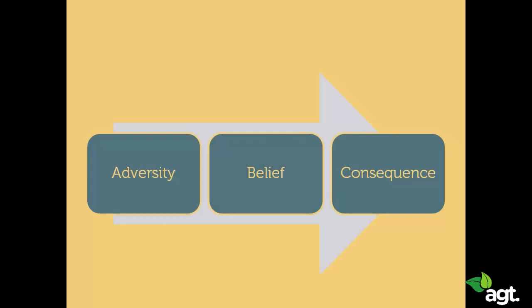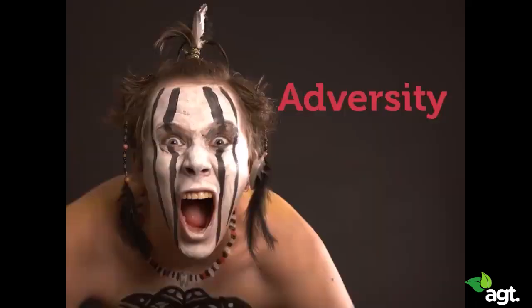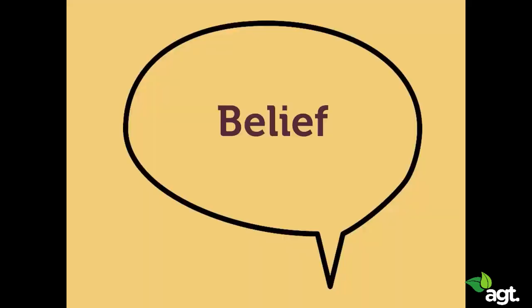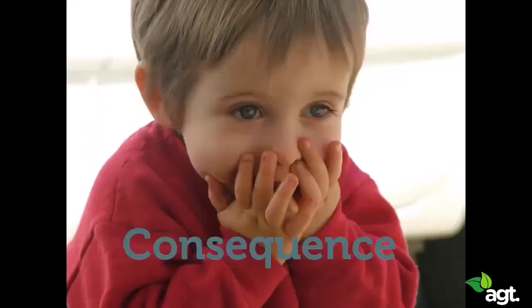Let's look at an example. We face an adversity. Let's say someone shouts at us. Then you form a belief about this event. This person must be angry at me. This person doesn't like me, or this person wants to harm me somehow. And then, as a result of this belief, we react in a certain way. In this example, we might feel afraid.